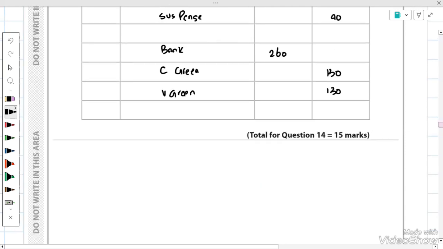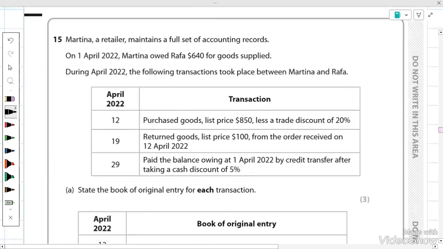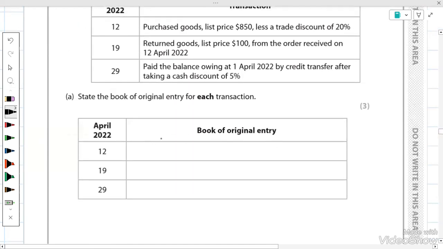Okay, so after that we have question number 15. Martina, a retailer, maintains a full set of accounting records. On 1st April 2022, Martina owed Rafa $640 for goods supplied. During April 2022, the following transactions took place between Martina and Rafa. So these are the transactions. We have to write in which books of original entry these transactions would be recorded.